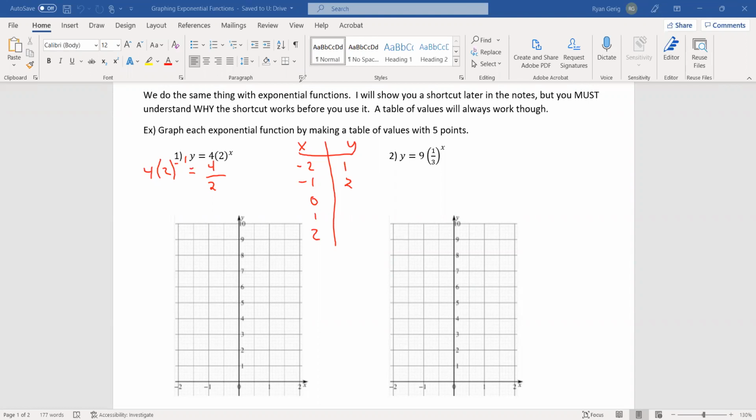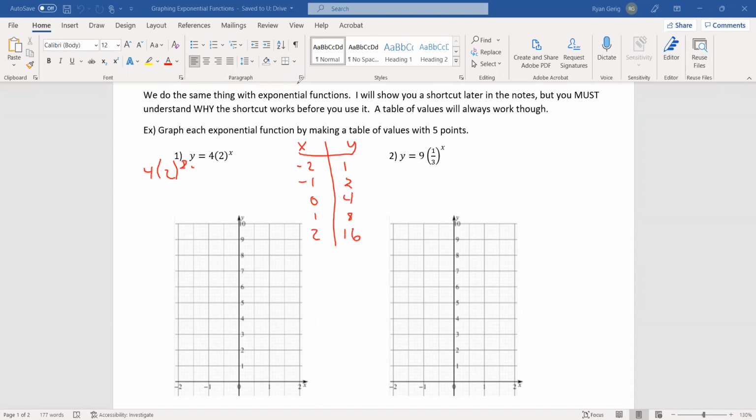0, if I put 0 in for x, keep in mind what a 0 exponent means. A 0 exponent means that 2 to the 0 power becomes 1, and I'm just left with 4. 4 times 1 is just 4. If I put 1 in, 2 to the first power is 2. 4 times 2 is 8. And then if I put 2 in, 2 squared is 4. 4 times 4 is 16.